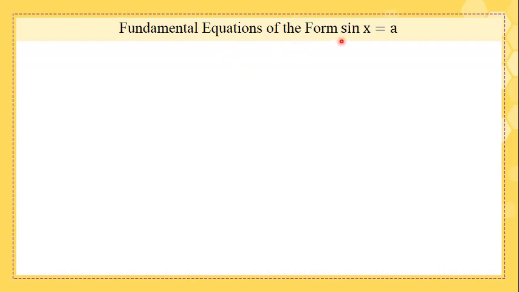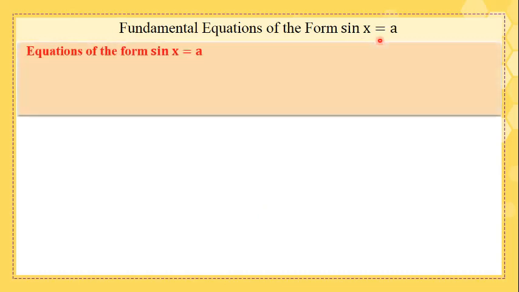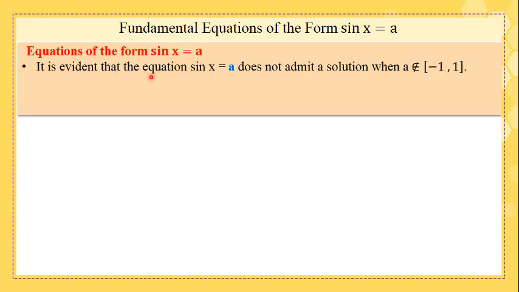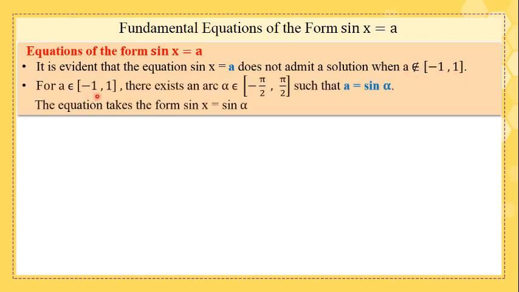Fundamental equations of the form sin x equals a. It is evident that the equation sin x equals a does not admit a solution when a does not belong to minus 1, 1. Now take a in minus 1, 1. Then there exists an arc alpha belonging to minus pi over 2, pi over 2 such that a equals sine alpha. This equation takes the form sin x equals sine alpha.